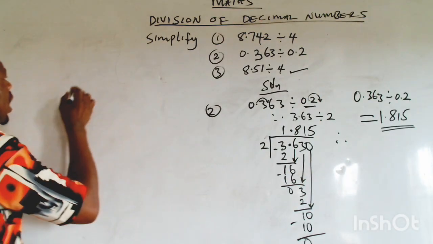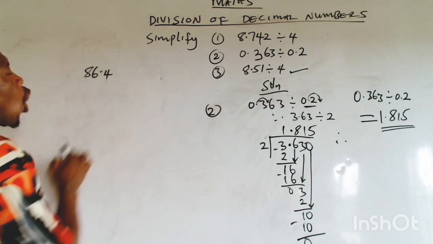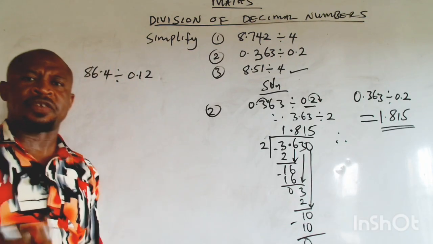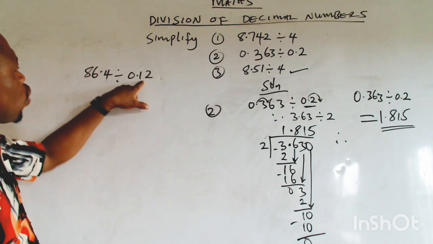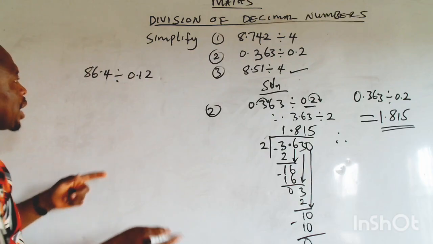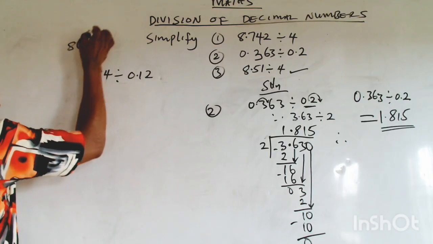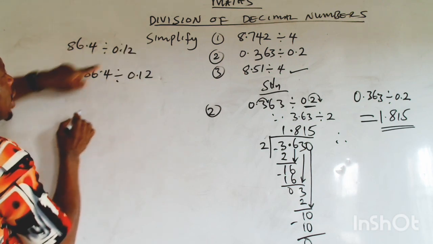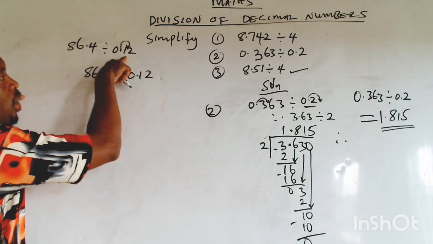Now, this one says simplify 86.4 divided by 0.12. If you have this particular problem, we said you must make this a whole number. How do you make this a whole number? Push this. This is the original value. I can rewrite it here: 86.4 divided by 0.12. Now, push this point, put it here. Of course, when it comes here, it becomes 1.2.